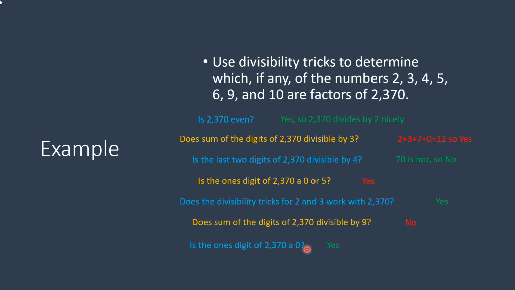So with divisibility tricks, you can easily point out factors just by looking at the numbers. And I didn't go over all of them. 8 is kind of a trick. There's one for 11, and there is one for 8, but you don't really need it. Once you see that a number is divisible by 4 or 2, you can just break it down further.